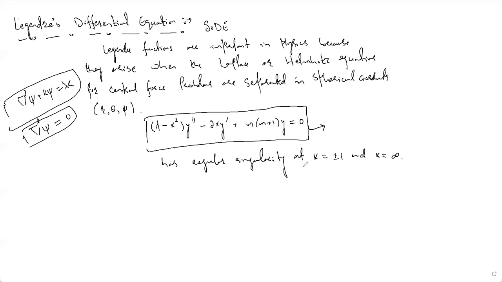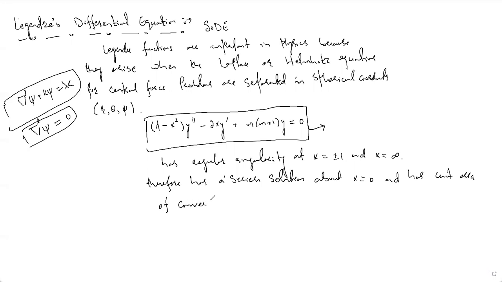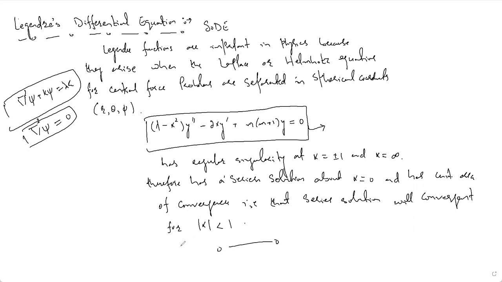So if it has singularities at x equal to plus minus 1 and x equal to infinity, therefore this has a series solution about some point x equal to zero and has unit area of convergence. That is, the series solution which we obtain will converge for mod of x less than 1.